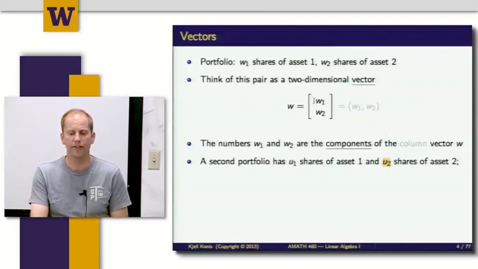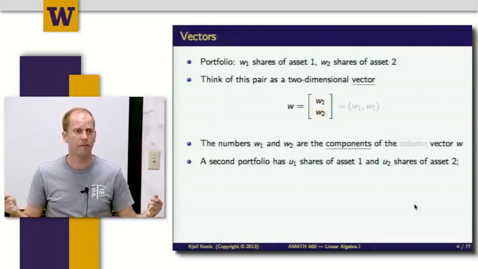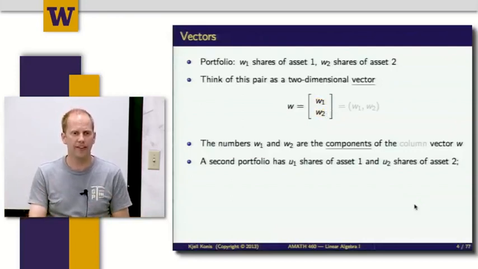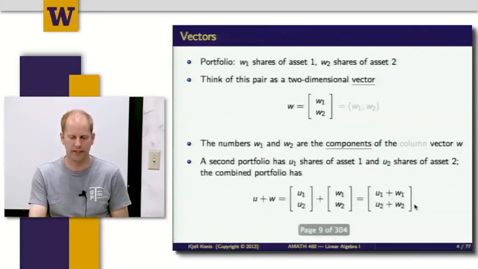So whatever number goes in the first component of my vector, that's a number of shares of asset 1. Whatever number goes in the second component of my vector, that's a number of shares of asset 2. And then, this is just two separate portfolios. If I were to put them together, it should be pretty clear that it's going to be the number of shares of each asset that are going to be in the combined portfolio. So I'm going to define addition just to work like that.